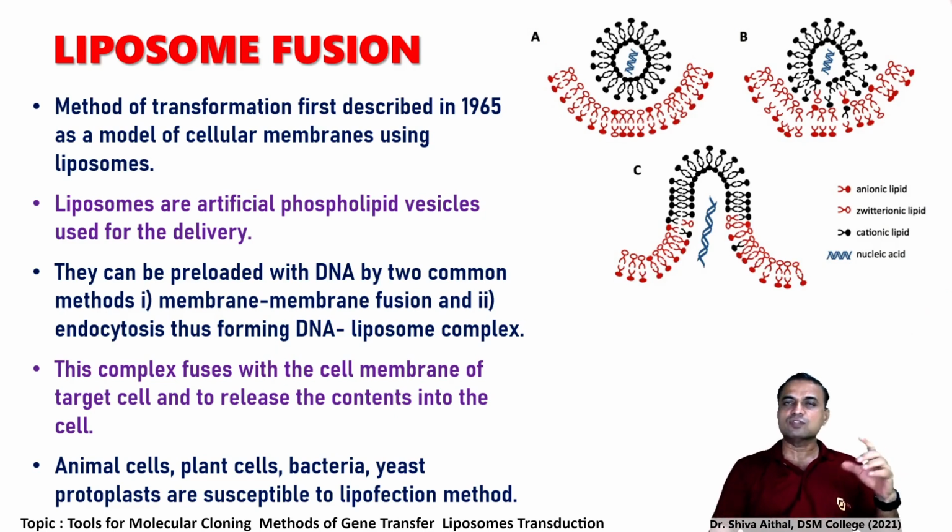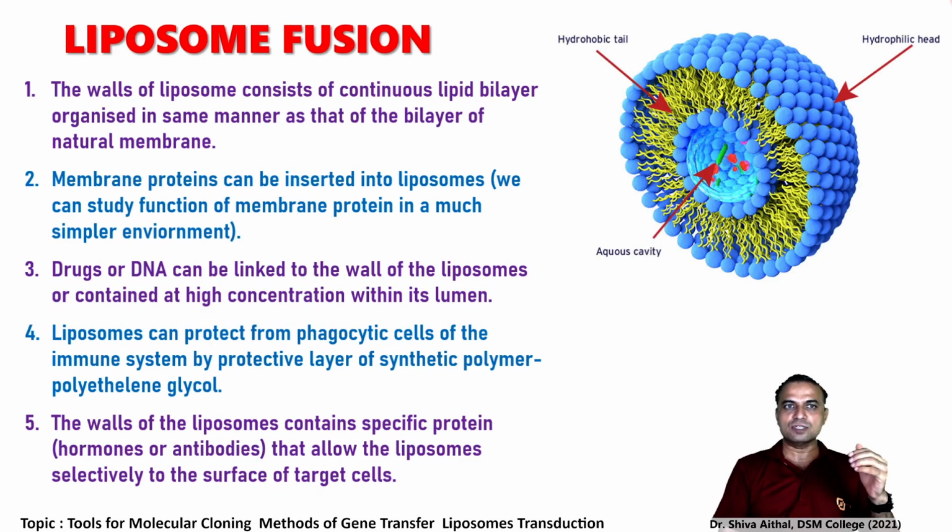But this complex fuses with the cell membrane. Means when you take a lipid molecule entrapped with the DNA and add it to the host cell membrane, the lipid and the membrane fuse, a complex is formed, and once it enters inside, the DNA is released into the host. Animal cells, plant cells, bacterial cells, yeast cells and protoplasts, means cells which do not have a solid cell wall, are susceptible to liposome infection. That is what the fusion is. The fusion is with the cell membrane of the target cells. So this is the technique of liposome fusion.